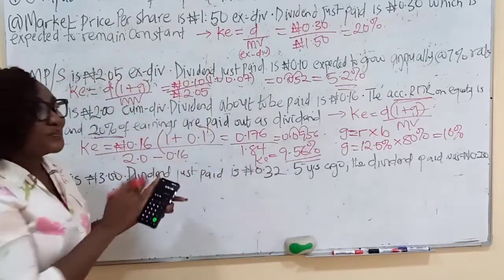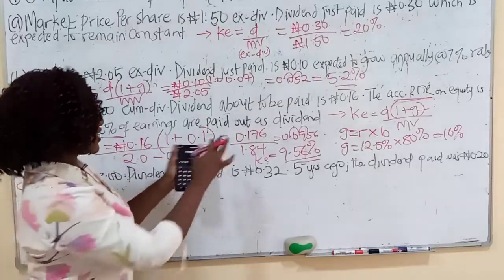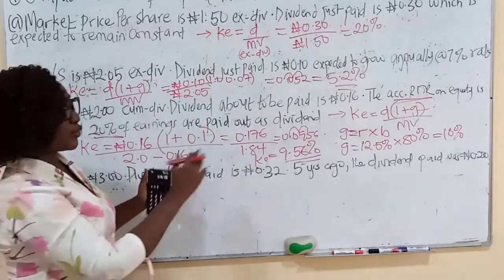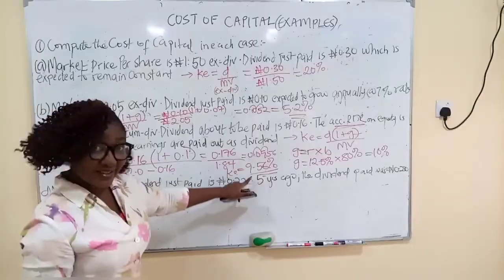I'm trying to be as simple as possible, show you step by step. Normally, I'll just punch all of this in my calculator and put the answer. But the answer is 9.56.